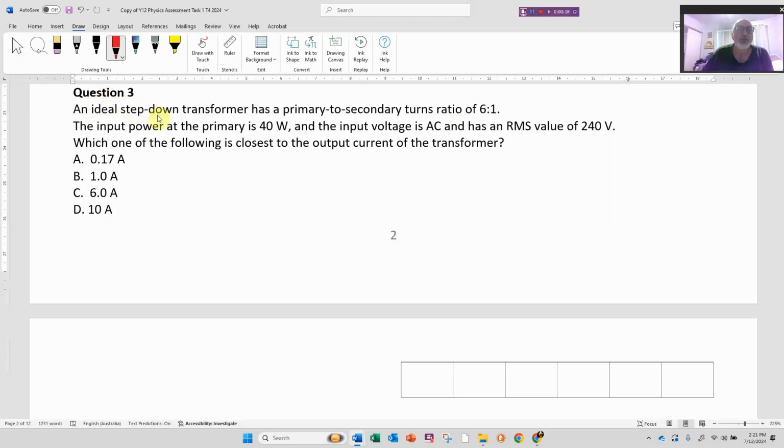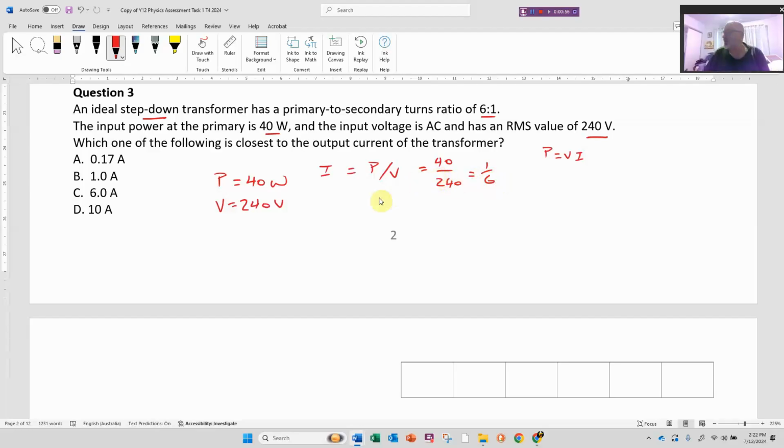Question 3, ideal step-down transformer, primary to secondary ratio of 6:1. Input power at the primary is 40 watts, so P is 40 watts. Input voltage is AC, RMS value of 240, so V equals 240 volts, so that means that I equals P over V, because remember, P equals VI. So that gives us 40 over 240, which is equal to 1/6.